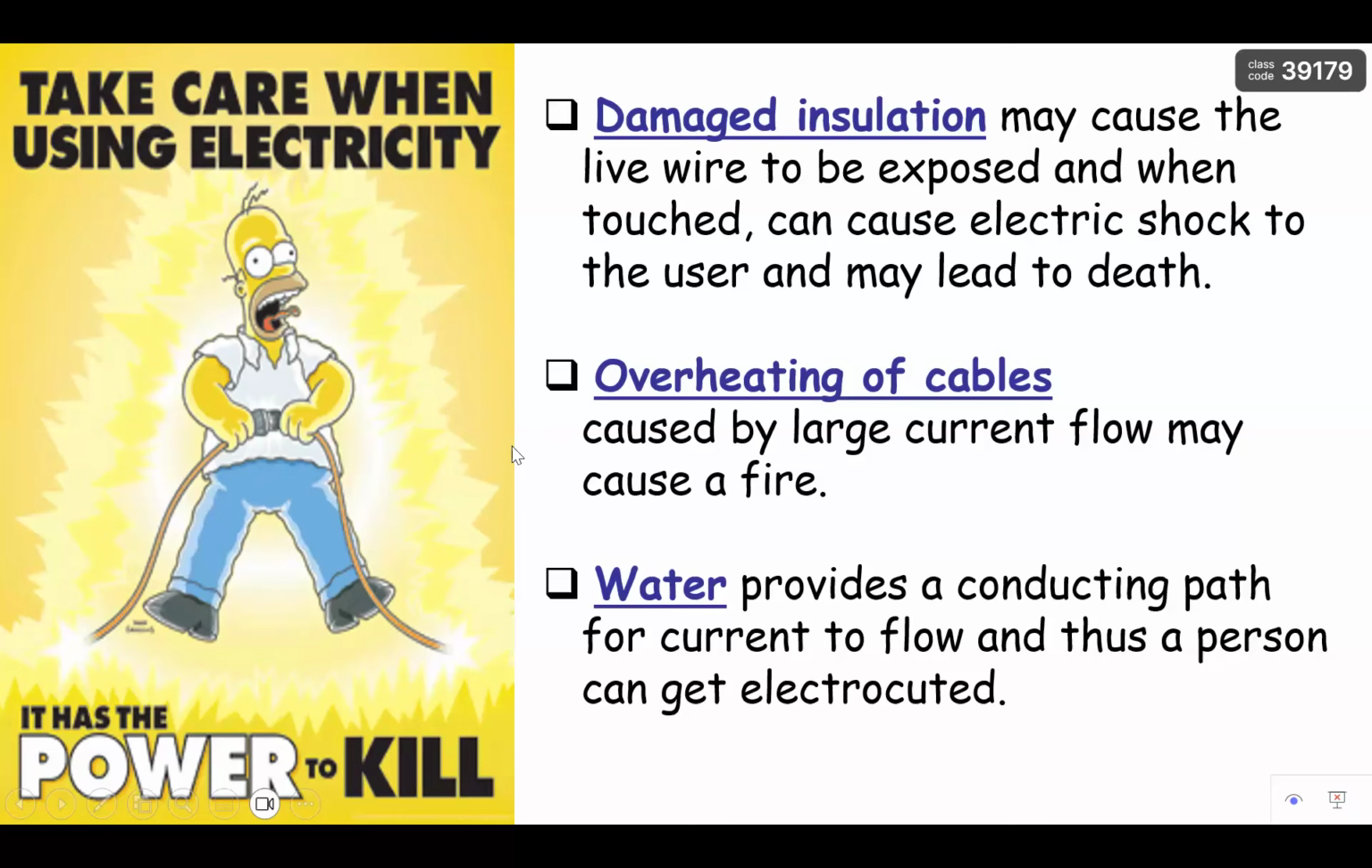The second scenario is caused by overheating of cables. It's usually caused by large current flowing inside the wires. So the wires become very hot and the wires may melt and may even start an electric fire. And the last one is damp conditions, because water provides a conducting path for the current to flow down to the ground, so it causes a person to get an electric shock.